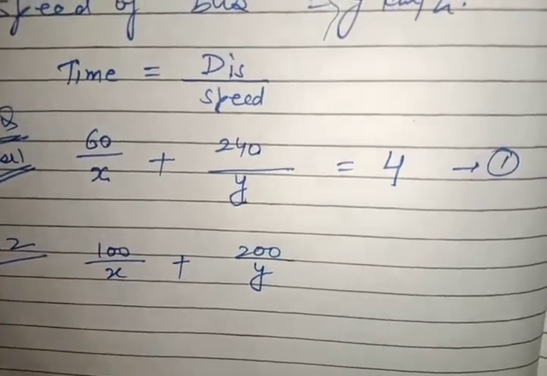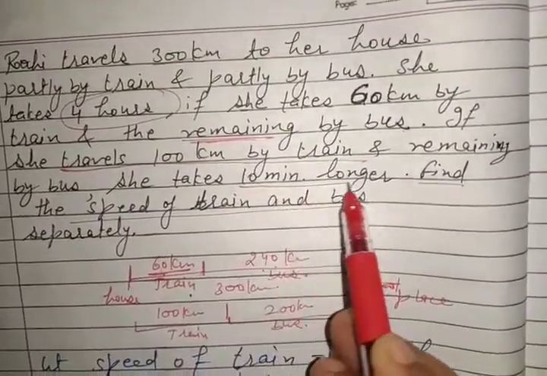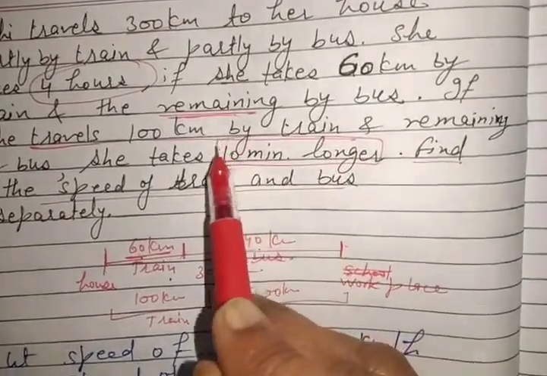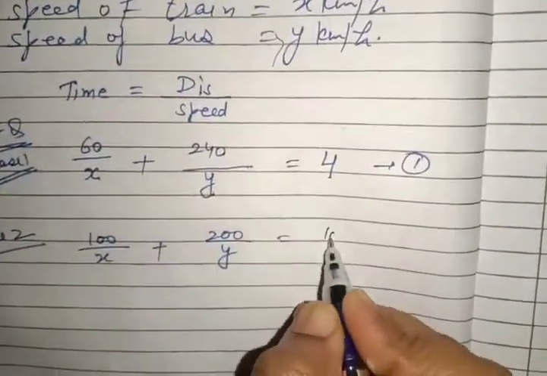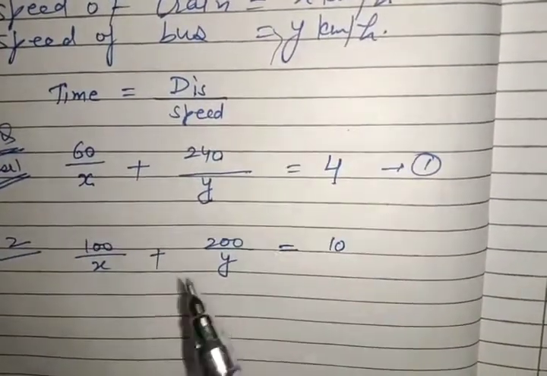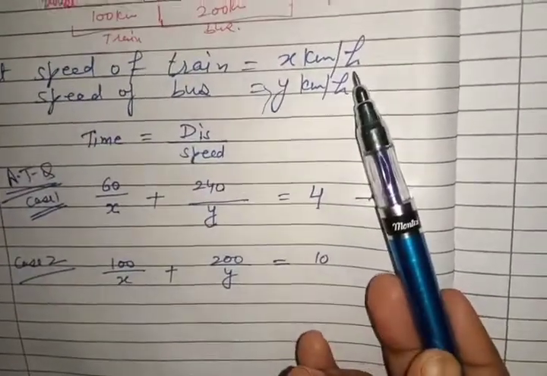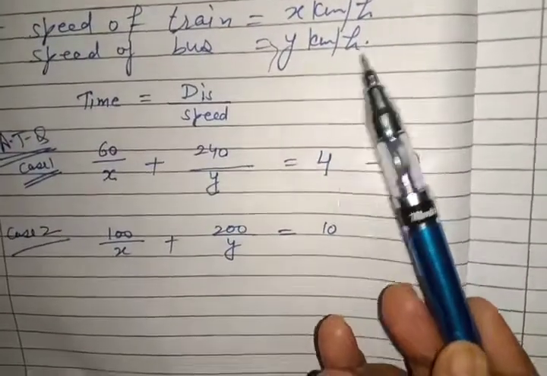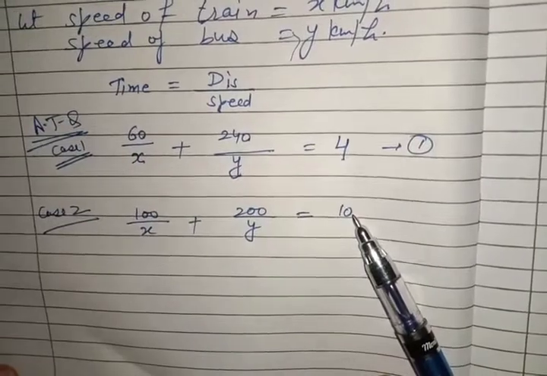Go again to the question. She takes 10 minutes longer. Again, students make a mistake in this step. For 10 minutes longer, they write only 10. The whole question is in hours. We have supposed the speed of the train is x kilometer per hour and the bus is y kilometer per hour. The first time is 4 hours. Here it is 10 minutes and it is longer.